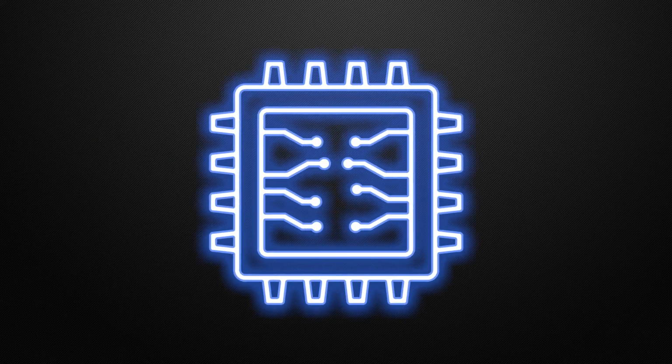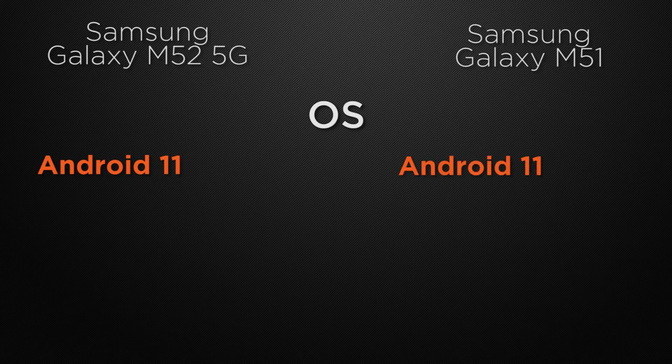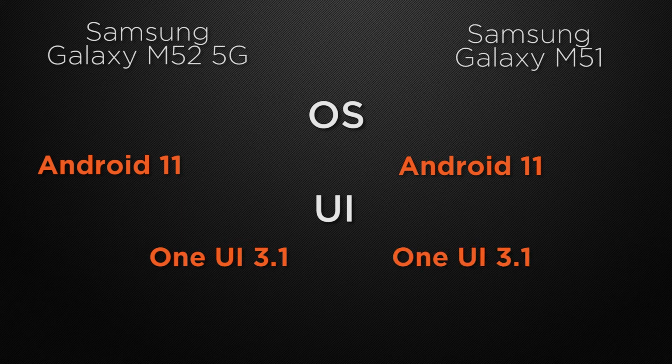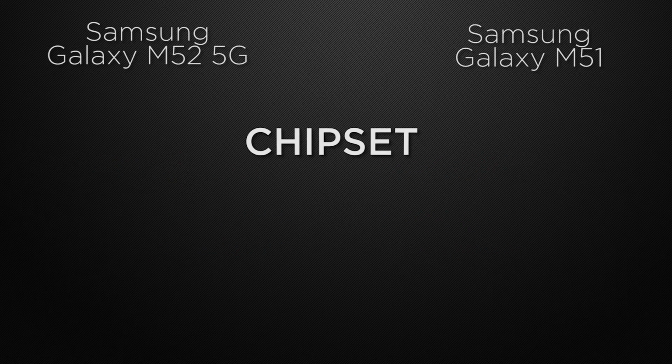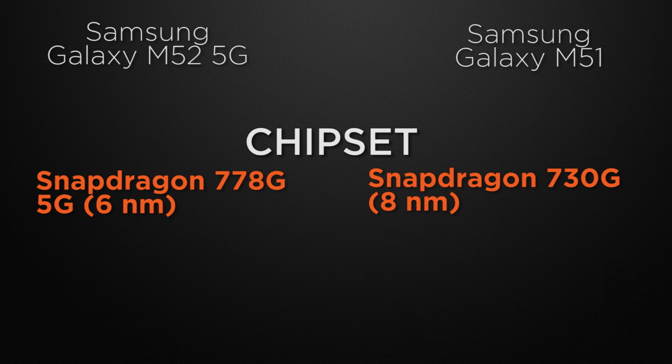Moving to the performance of the devices, let's start with the operating system. M52 has Android 11 support. On the other side, M51 has Android 11 support too. So it's a tie. And about the user interface, M52 has One UI whereas M51 comes with One UI. So it's a tie because both have the same UI. Let's talk about the processor of the devices. M52 is powered by Snapdragon 778G based on a 6nm process, whereas M51 is powered by Snapdragon 730G based on an 8nm process. So the winner here is M52 because it can give you faster processing speed.